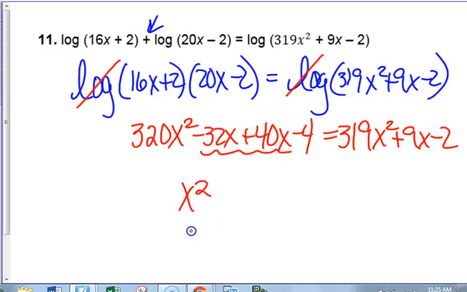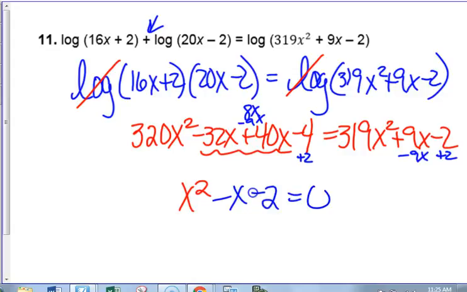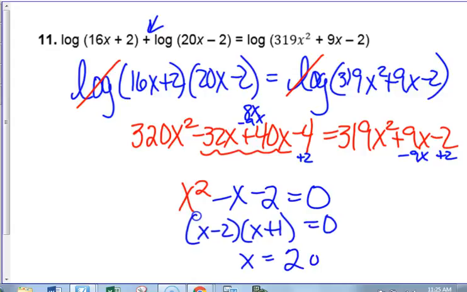I heard an x squared. These add together to become what? 8x. So then if we subtract this 9x, add 2. Okay. X minus 2, x plus 1. Does that work? X equals 2 or negative 1. What do you think?